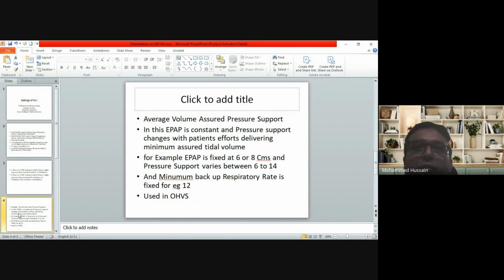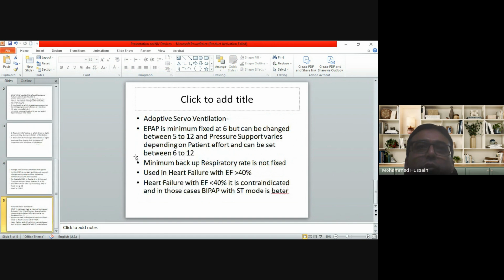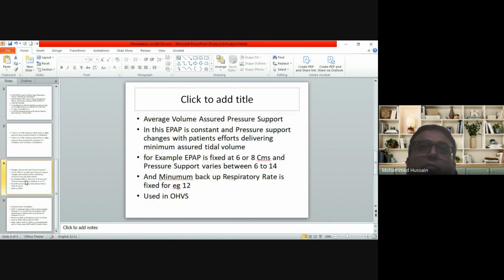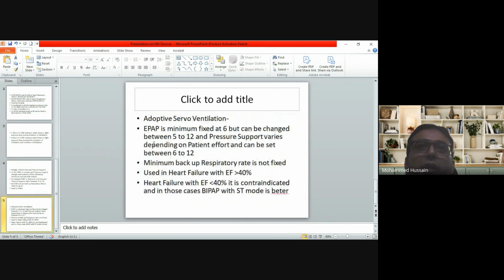So if you give a fixed respiratory rate, what will happen? Whenever the patient is not breathing properly, it will not be able to deliver. Whenever the patient is breathing perfectly, it will deliver more. So it will cause more harm. So what do you call that mode? It is called adaptive servo ventilation. Here EPAP is also fixed, but it can vary, whereas in AVAPS mode, EPAP is fixed. Of course, some advanced NIV ventilators are there where EPAP is also variable, but most of the time EPAP will be fixed.